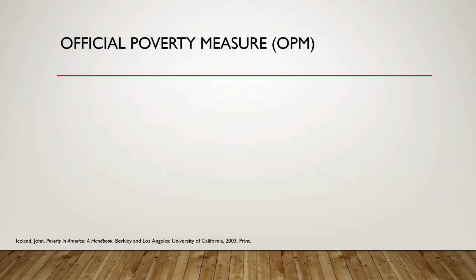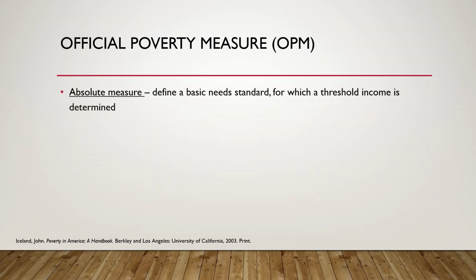Currently, poverty is measured based on the official poverty measure, developed by Molly Orshansky in the early 1960s. The OPM is an example of a relatively absolute measure of poverty. Absolute measures of poverty attempt to define a basic needs standard, for which a threshold income is determined. According to absolute measure assumptions, this threshold represents a level of income below which people are considered economically disadvantaged. The OPM looks at a household's resources and compares them to this poverty threshold.